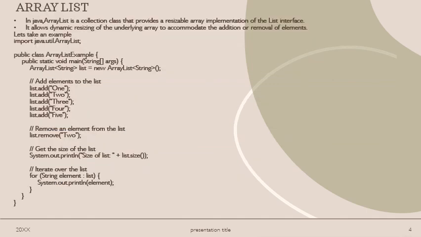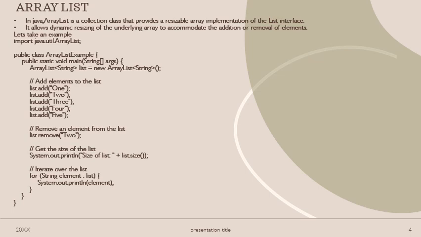Let's see ArrayList. In Java, ArrayList is a collection class that provides a resizable array implementation of the List interface. It allows dynamic resizing of the underlying array to accommodate the addition or removal of elements. Let us take an example here. Import java.util.ArrayList. First, we have to import the ArrayList class from the java.util package, and then create a class called ArrayListExample.